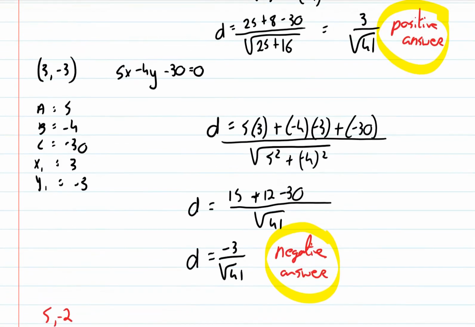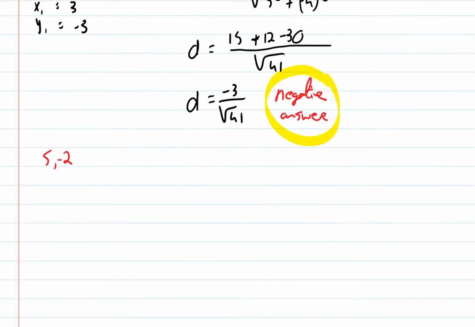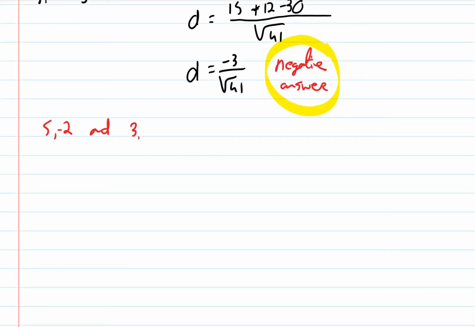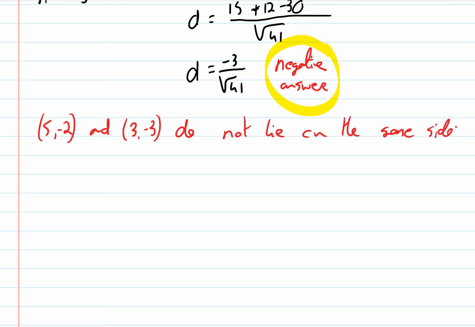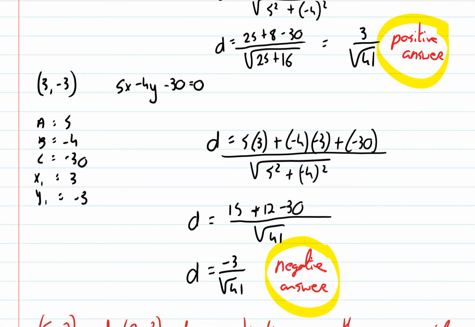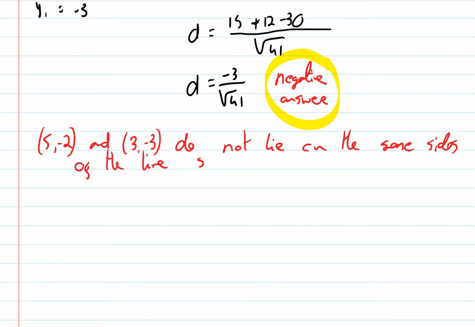(5, -2) and (3, -3) do not lie on the same side of the line. What was the line? 5x - 4y - 30 = 0. So what it means is one point lies on this side, the other lies on the other side. Okay, thank you.